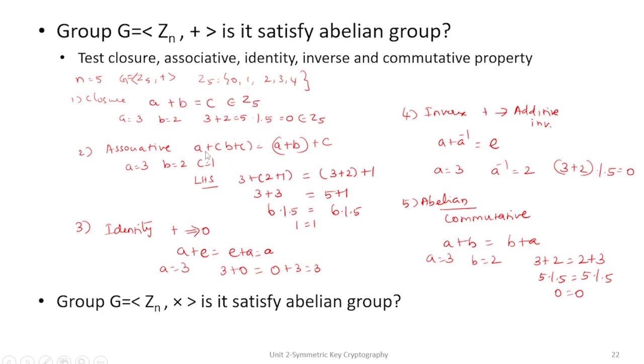Associative property means (A plus B) plus C equals A plus (B plus C). Here I am taking example values A equal to 3, B equal to 2, C equal to 1. You substitute these three values on both the LHS and RHS. We can write the LHS part as (3 plus 2) plus 1, which is equal to 3 plus (2 plus 1). So the answer is 3 plus 3, which is 6. It is greater than 5, so you do the mod operation on both the LHS and RHS. The values are equal, so we can satisfy the associative property for Z5 plus.